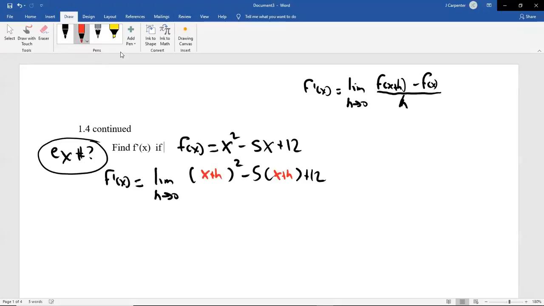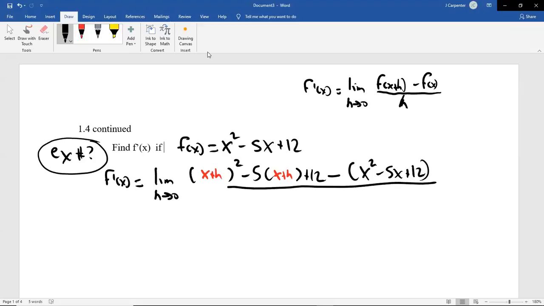So all I've written so far is just the f of x plus h. Then we have the minus f of x, minus, and because there's multiple terms, you need a parentheses, x squared minus the 5x plus 12, then all over h.